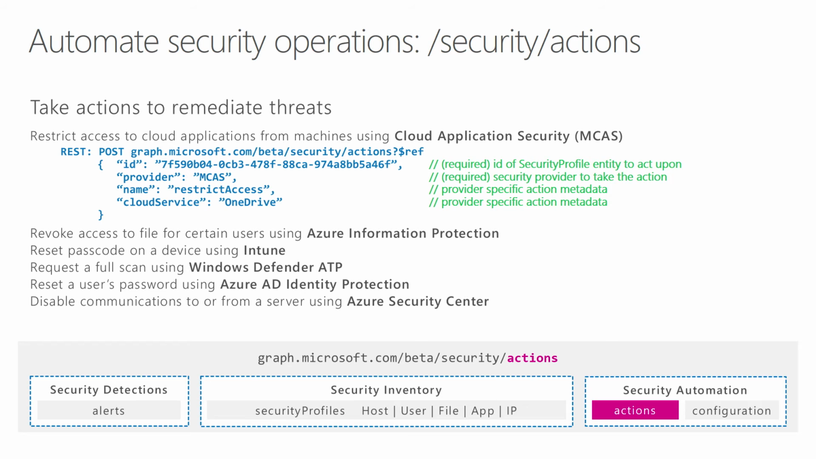You can programmatically block an IP address on a firewall, reset the passcodes on one or multiple devices using Intune, revoke access to a specific file for a specific user using Azure Information Protection, or disable communication to or from a server using Azure Security Center.